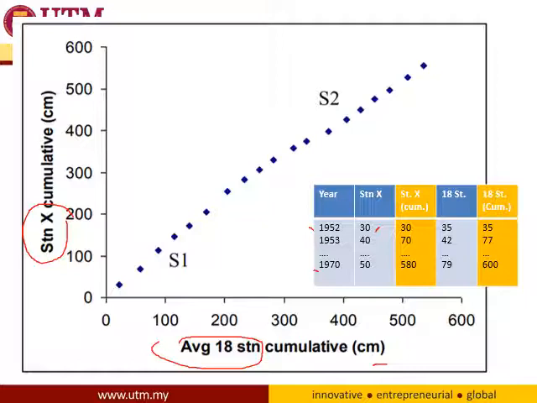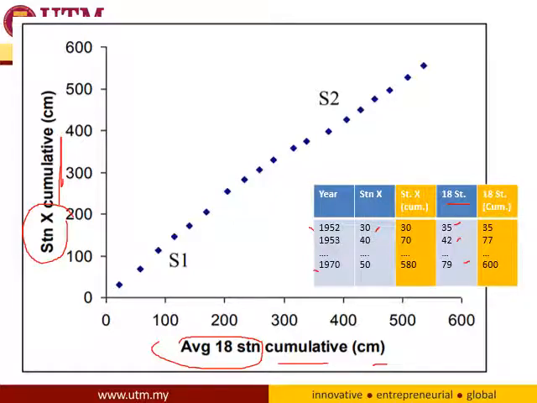Then we have the neighboring stations around station X. We average the values of rainfall in all the stations, in this case 18 stations around station X. So we get this average, and that's why we put average of 18 stations. Each year we also have the data. So how do we plot this graph? It is the cumulative. See the word cumulative.